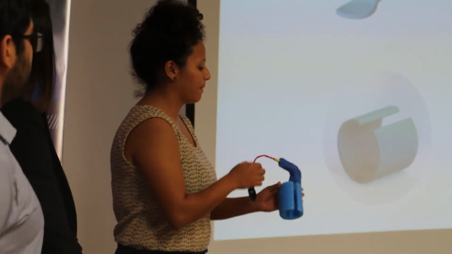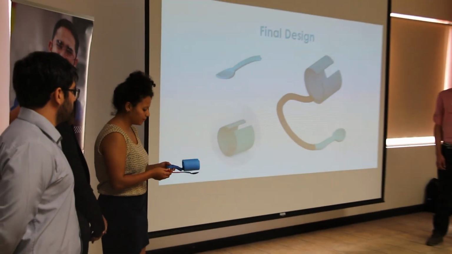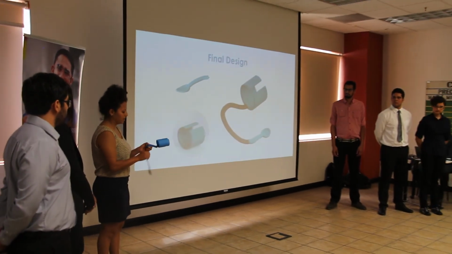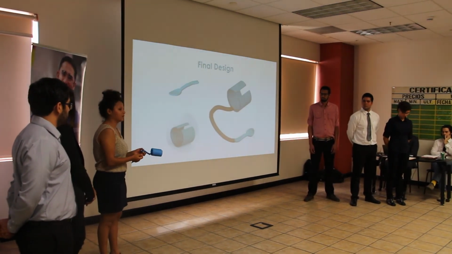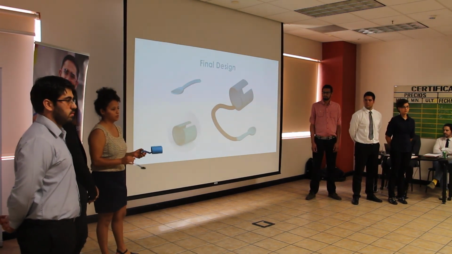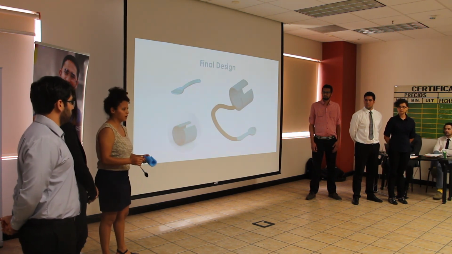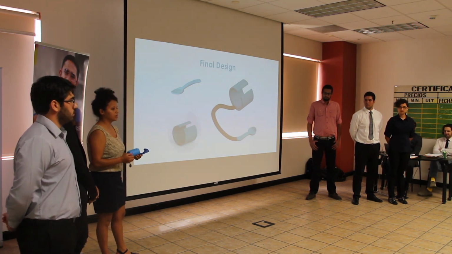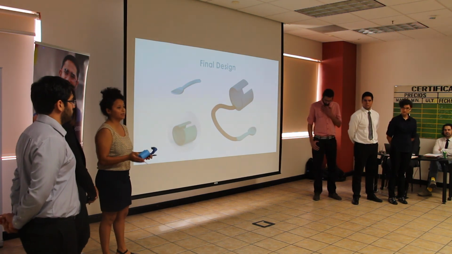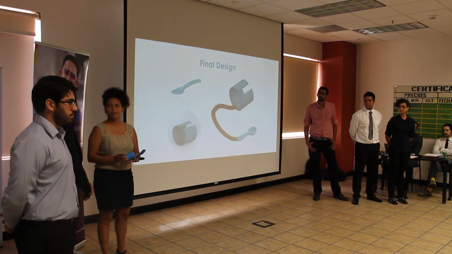Another part that is necessary to tell you is that it comes with an exchangeable part. It can be used as a spoon. It can also be a fork, or it can be a toothbrush. This is because it needs to depend on the necessity that the user has.